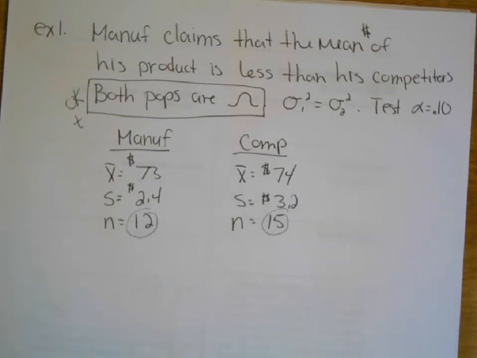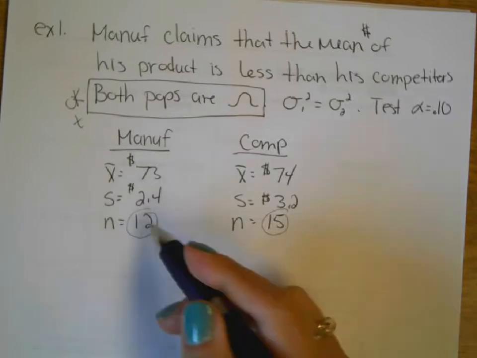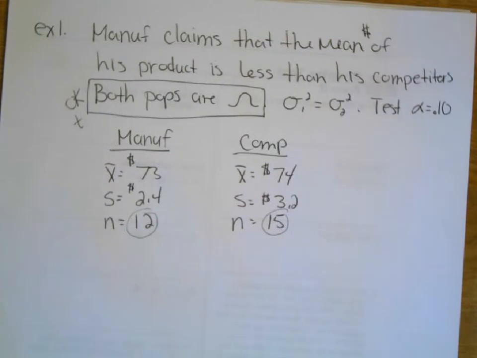What if the manufacturer was 12 and the competition was 30? Because one is small, you have to go with the small procedure. If there's one small, you can't make it a big, but we could make big down to small. Okay, we'll go with that.